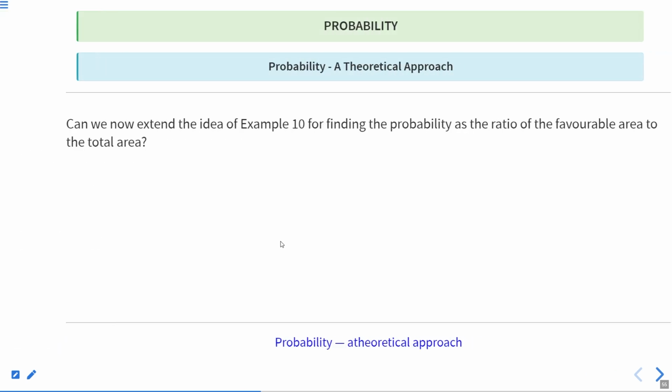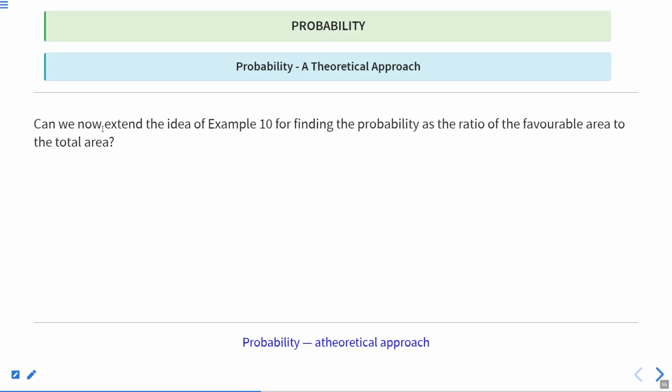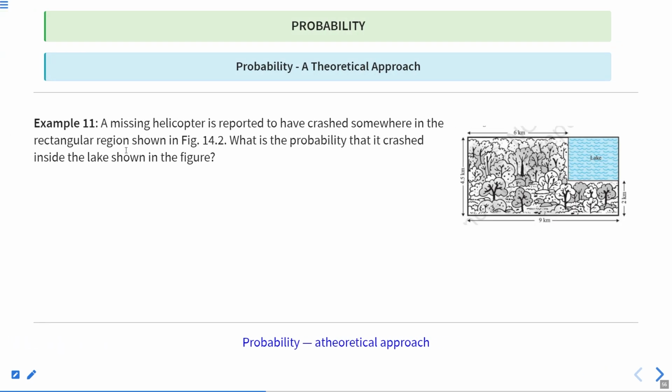Can you now extend the idea of example 10 for finding the probability as a ratio of favorable area to the total area? Let us answer by this example. A missing helicopter is reported to have crashed somewhere in the rectangular region shown in figure 14.2.